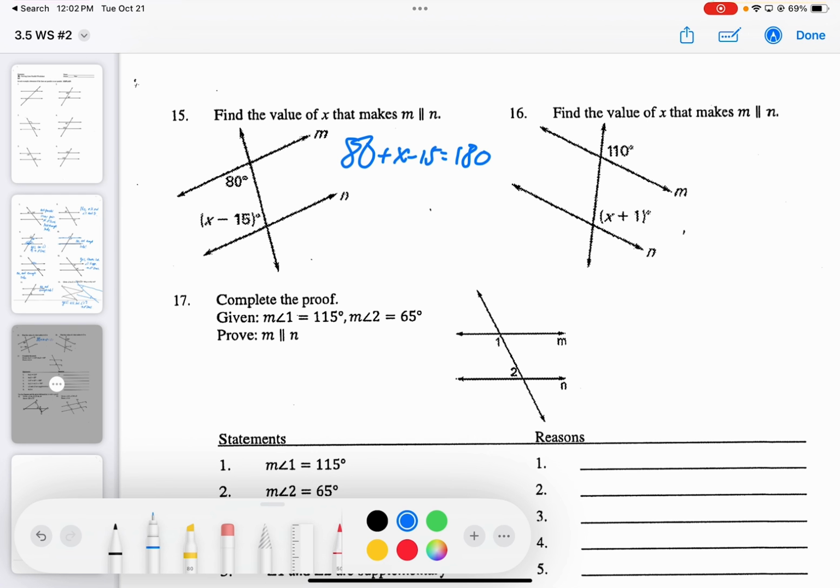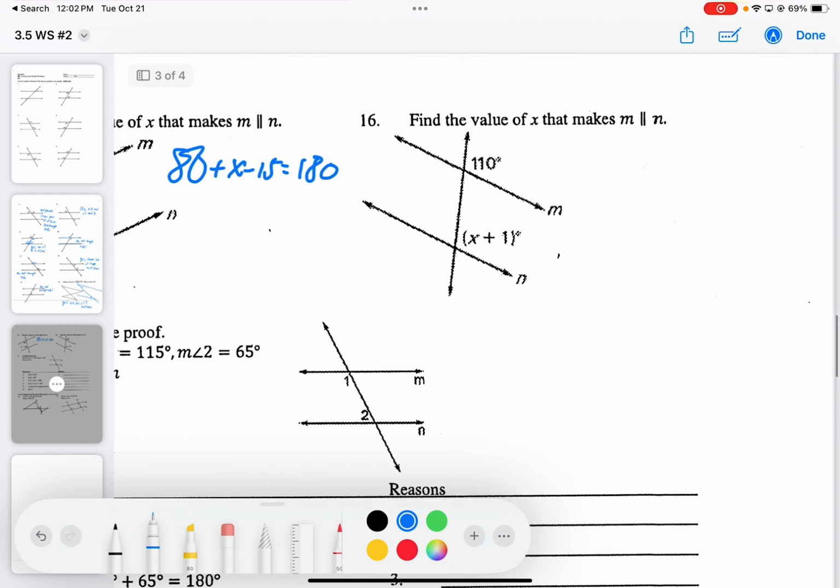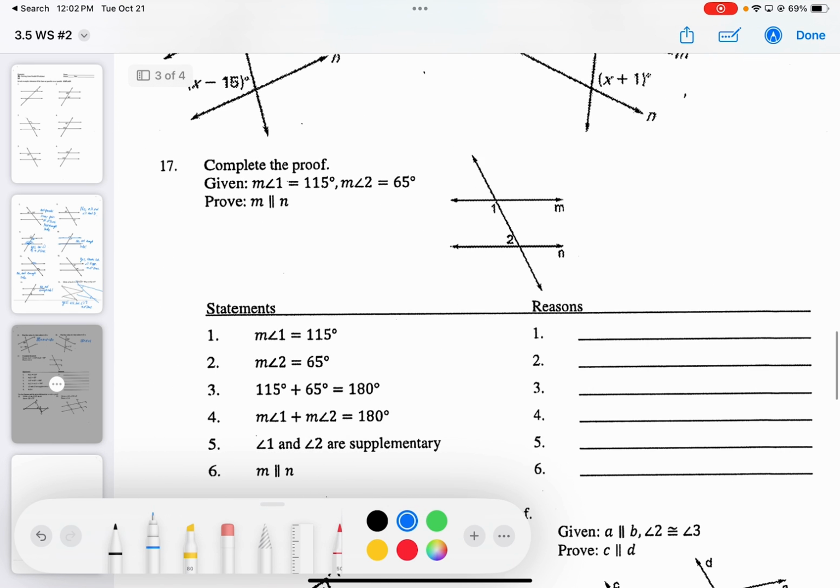Good job, Carter. And then what about for 16? What would I set up if I wanted to solve for x? Good. Wait, no, equal. Yep. So you guys up front said 110 equals x plus 1. Set them equal to each other because they are corresponding angles. Good. Easy to solve, but I'm not going to do them.